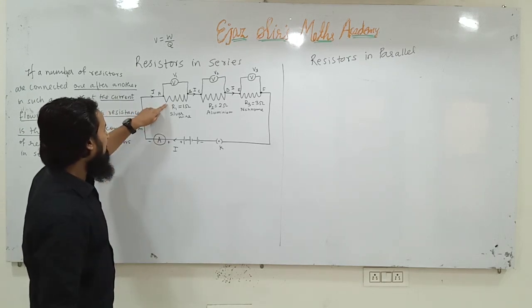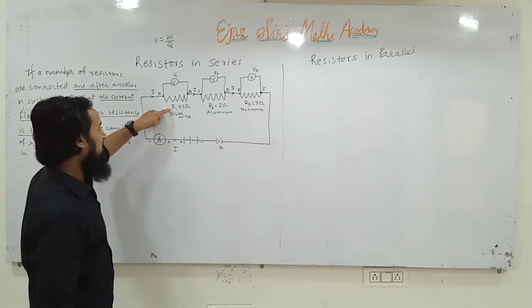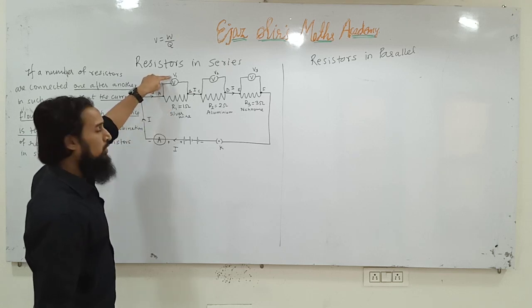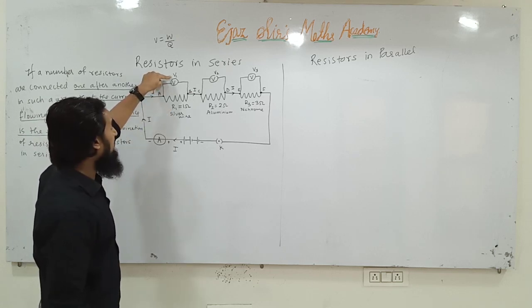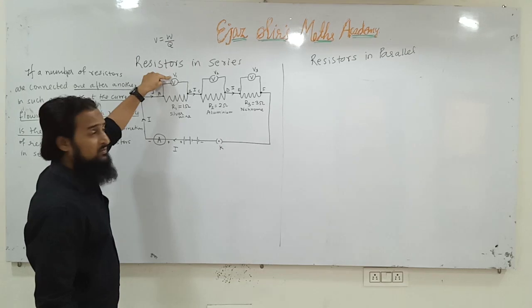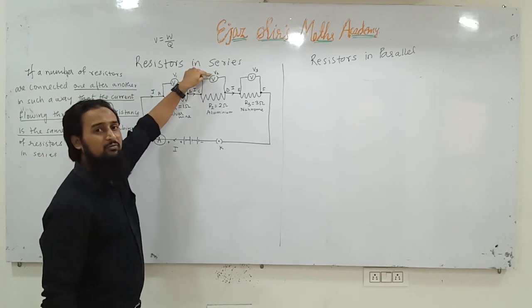So the work done by the charge here will be minimum because the resistance is minimum, and that's why the voltage shown by the voltmeter V1 will be V1. This voltmeter will show the reading V2.